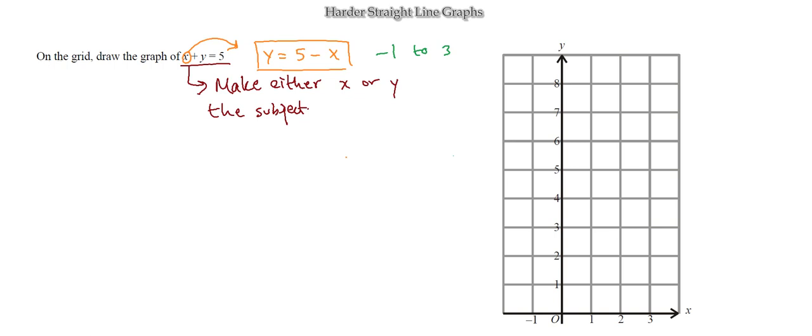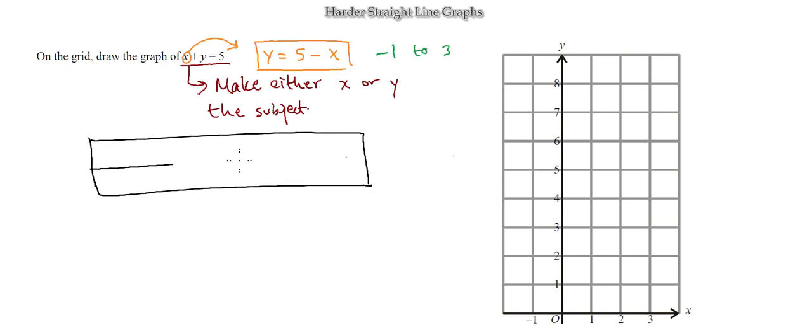So now we have our equation, with y the subject, and we have our values. So what do we do? We draw the table. There you go. We have our x, and then we have the y. And our values are -1 to 3. So we have 5 values: 1, 2, 3, 4, and 5. So our first value would be -1, all the way to 3. So -1, 0, 1, 2, and 3.